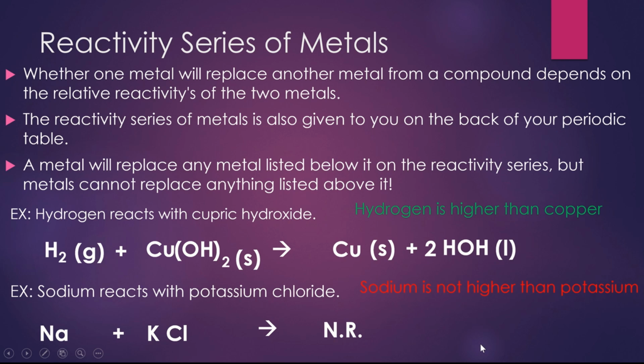That doesn't mean we don't need to finish writing our states of matter though. Sodium is solid. Potassium chloride is aqueous. That's rule 2. Potassium is an alkali metal. Those are almost always going to be aqueous. But again, we write NR. We have no reason to balance or write any products. No reaction will happen. Sodium is not strong enough to bump off potassium in potassium chloride.